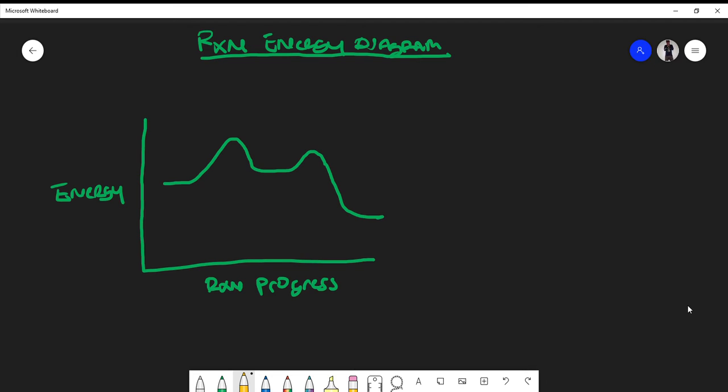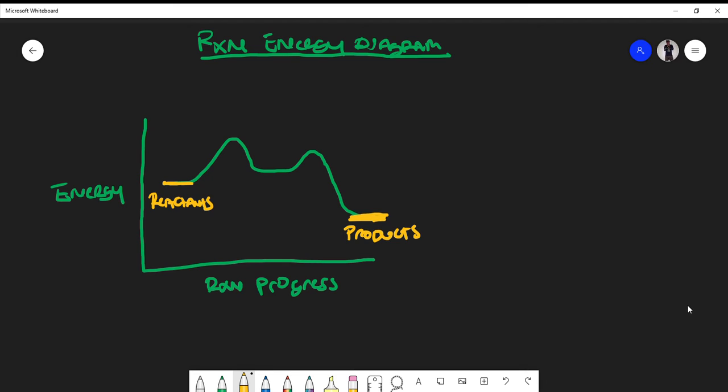So, furthest to the left of the diagram is where we have our reactants. Now, furthest to the right at the end is where we have our products. Now, as you can see, we have two hills, or what we call transition states, that the reaction is proceeding towards, right? So the reactants are going towards product.